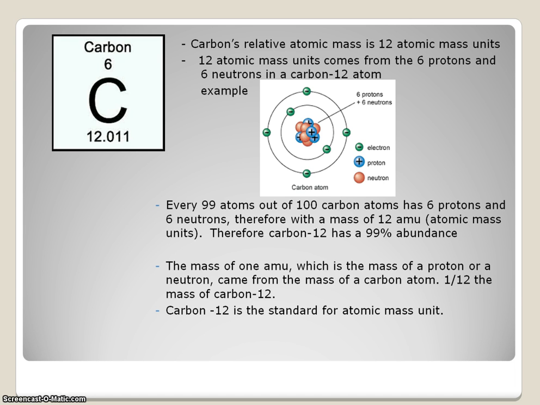Now, that one atom that's not carbon 12 could be carbon 13 or carbon 14, where the neutrons would be changing. So they would have different atomic masses. So we have to average them all together. Well, you've got to remember that one atomic mass unit, which is about the mass of a proton or a neutron, comes from the mass of the carbon atom. So 1/12 the mass of carbon 12 is the mass of one proton or one neutron. Okay, carbon 12 is the standard for atomic mass units.